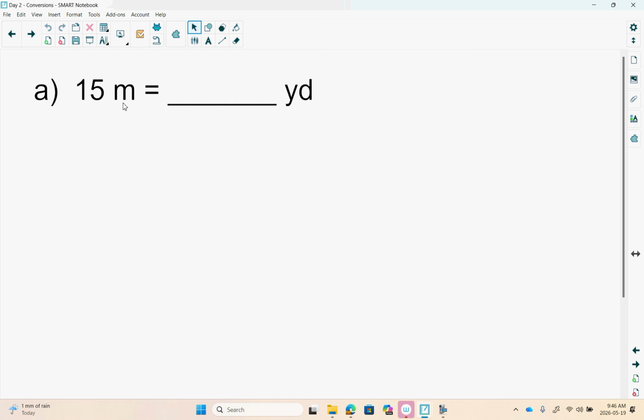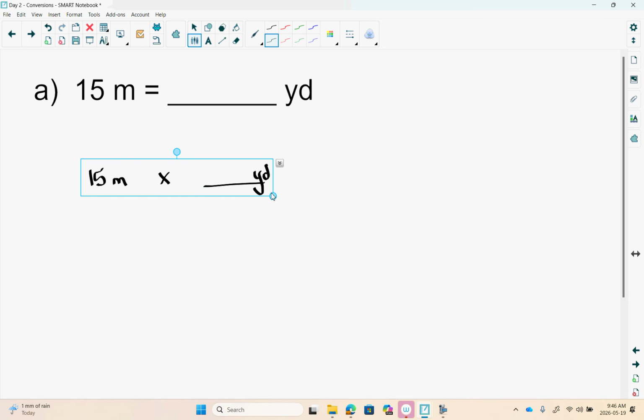I am starting with meters, and I want to convert it to yards. So I write down 15 meters. I am going to multiply by the conversion factor. Now remember, I want yards and I have meters. Let's go to the sheet. If we look at the middle box there, that's the one that goes between imperial and metric. So I can see at the top of the middle box, it says 1 meter equals 1.0936 yards.